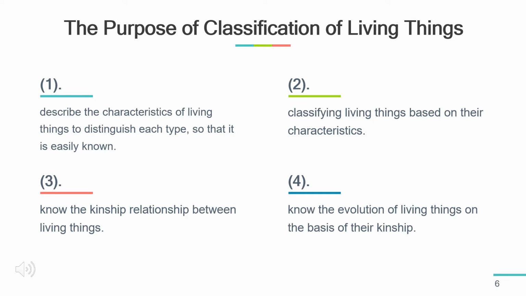The second is classifying living things based on their characteristics. The third is to know the kinship relationship between all the living things. And the fourth, we can know the evolution of living things on the basis of their kinship.